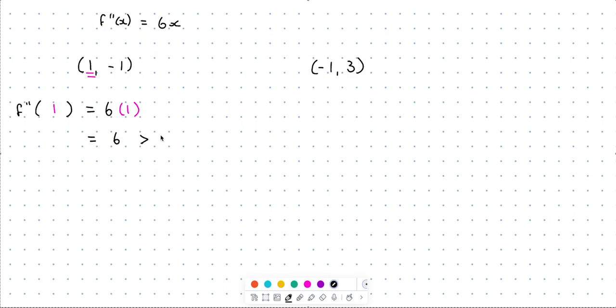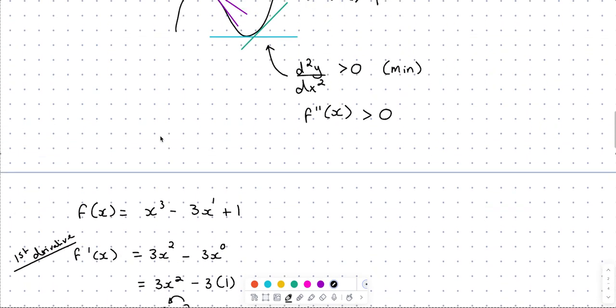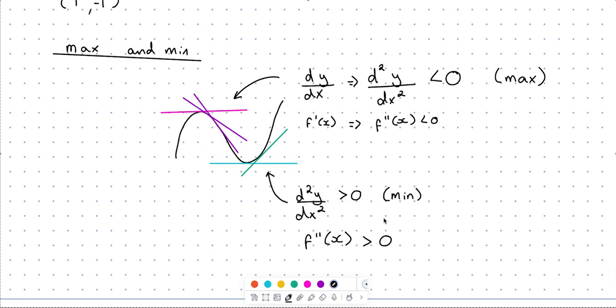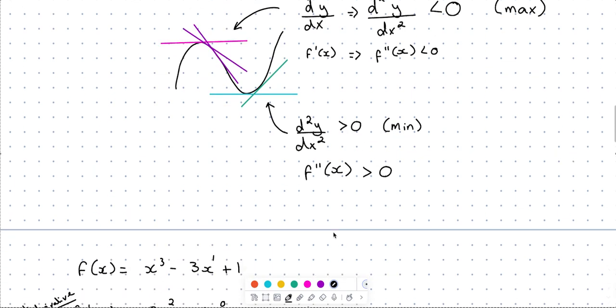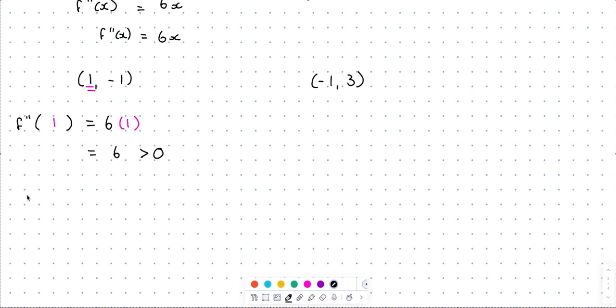6 is greater than 0. So remember what we said: if it worked out to be greater than 0, then we had a minimum point. So I've just confirmed for everyone that therefore 1, minus 1 is a minimum. Because that's what this means: the rate of change of the slope is 6, so it's going to start going up. Immediately after we've hit the lowest point, it starts going to a positive slope, which is greater than 0, so we must have been at the bottom.